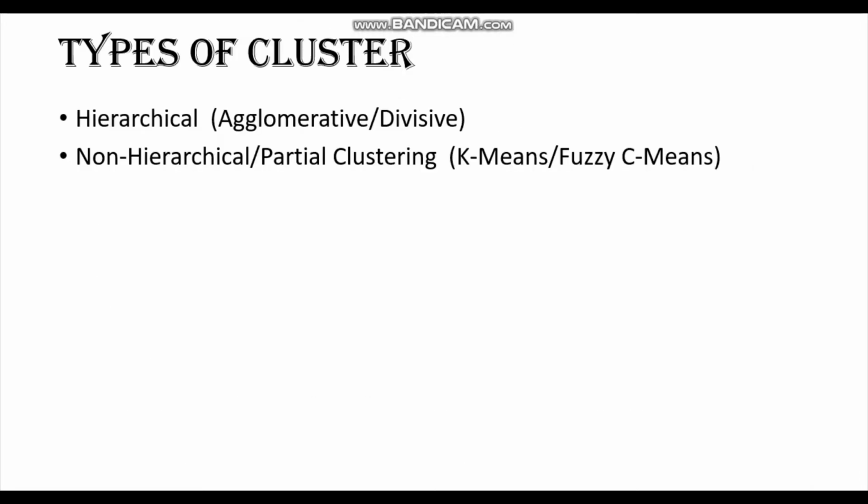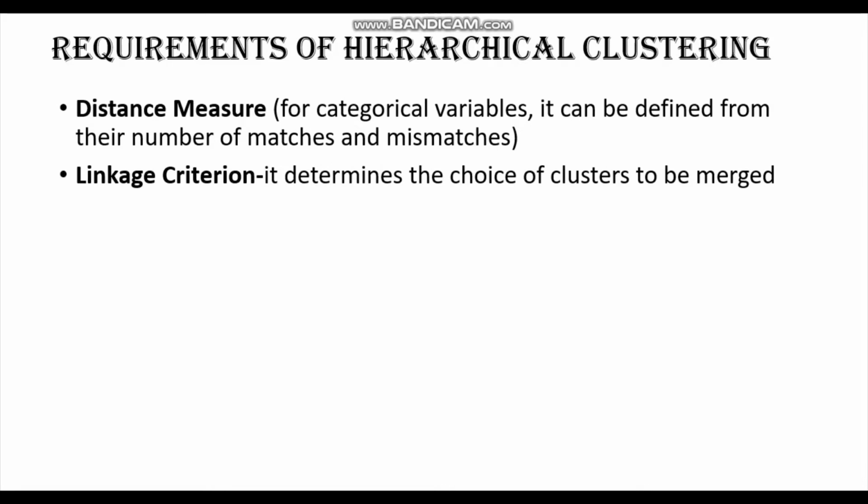So when we talk about clustering, we have two types. One is called hierarchical clustering, and the other one is non-hierarchical clustering. In hierarchical clustering, there are two types: agglomerative and divisive techniques. And in non-hierarchical, we have k-means and fuzzy c-means techniques. When going for hierarchical clustering, we need two major criteria. One is the distance measure, and the other one is the linkage criterion. We'll see that in detail in the upcoming slides.